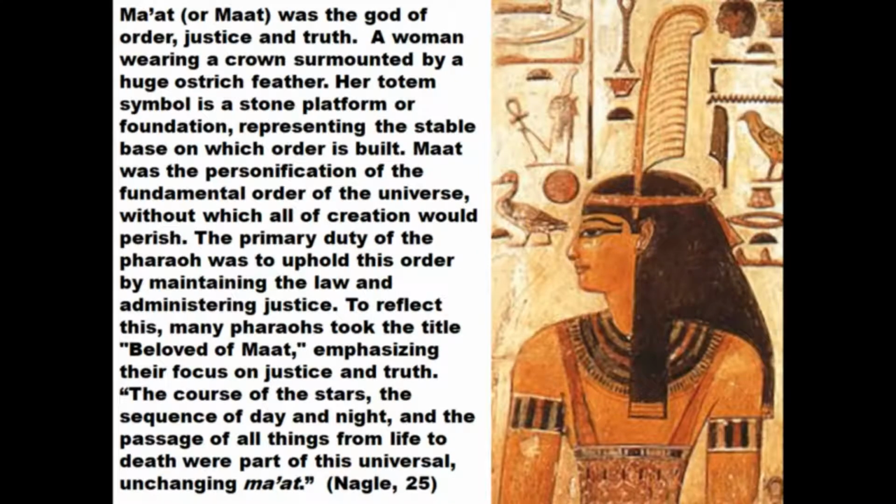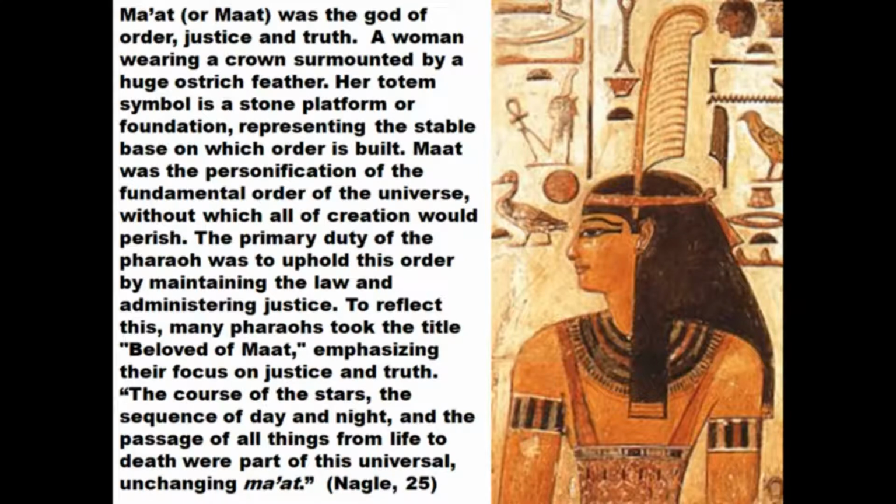Maat, or Mat, was the goddess of order, justice, and truth. A woman wearing a crown surmounted by a huge ostrich feather, her totem symbol is a stone platform or foundation representing the stable base on which order is built. Maat was the personification of the fundamental order of the universe, without which all of creation would perish. The primary duty of the pharaoh was to uphold this order by maintaining the law and administering justice. To reflect this, many pharaohs took the title Beloved of Maat, emphasizing their focus on justice and truth.